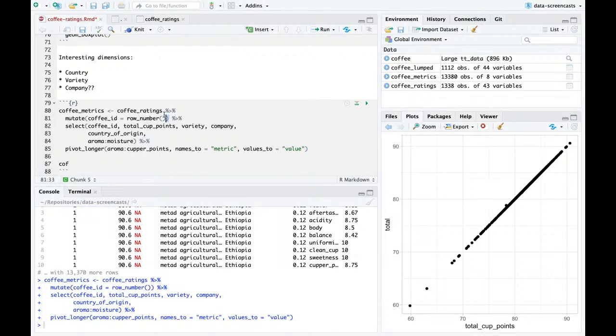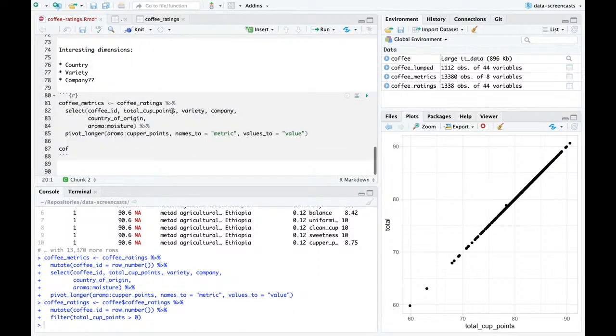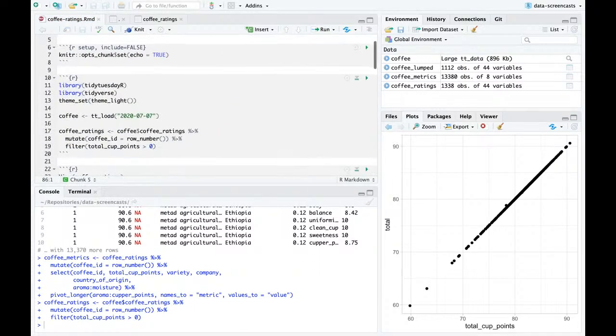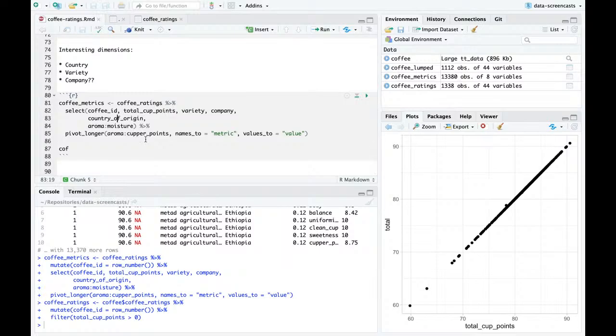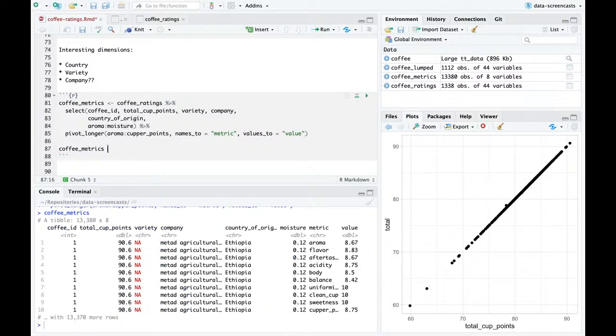I'm also going to add coffee ID way back when. I'm going to add that here, that way I just have it anytime I want to join with it. Coffee ratings, here it is. Coffee metrics, and now I can find out things about them.